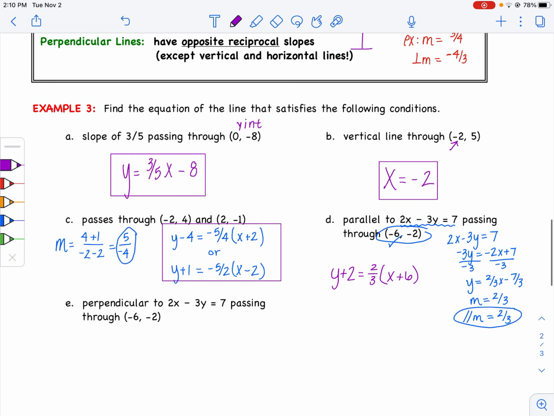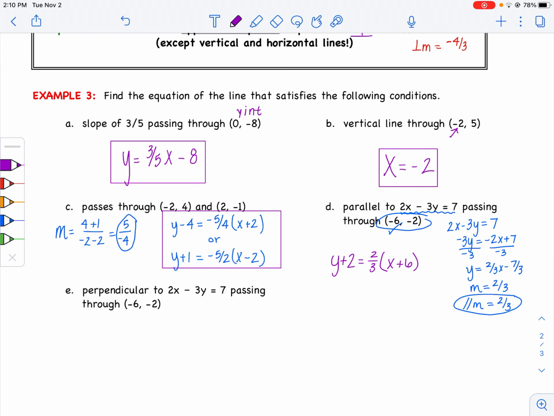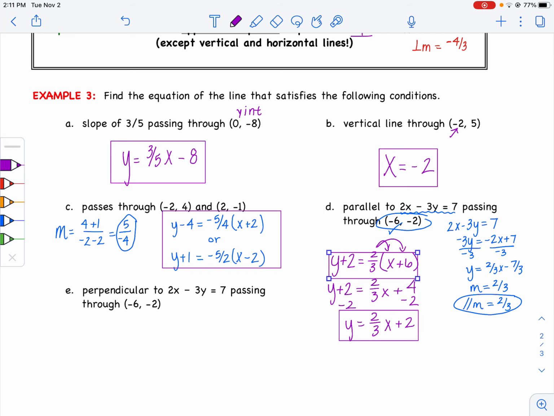Now this one I will convert into y equals mx plus b just to show you. So to convert, you would distribute. So y plus 2 is going to equal 2 over 3x, 2/3 times 6. Well, 6 divided by 3 is 2. 2 times 2 is plus 4. Subtract 2 from both sides. This would be an equivalent form. Here and here are equal. It just depends on what form you want your final answer in. The first one is point slope, and this one's slope-intercept. It would be the same line.